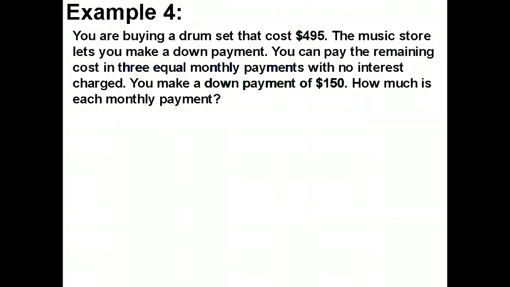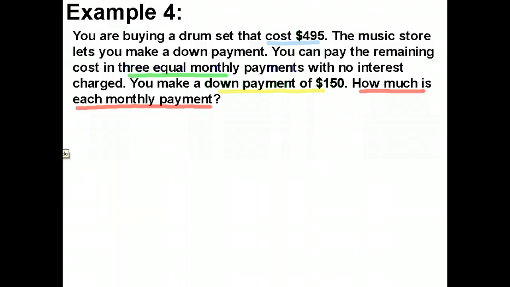So as I read through, I can see the first thing that should jump out is that the total drum set cost $495. And that the music store told us that we could make a down payment, specifically a down payment of $150. And then lastly, the thing we want to pull out of this is this idea that we're going to make 3 equal monthly payments. So now our goal is really to answer this question, which is, how much is each monthly payment?